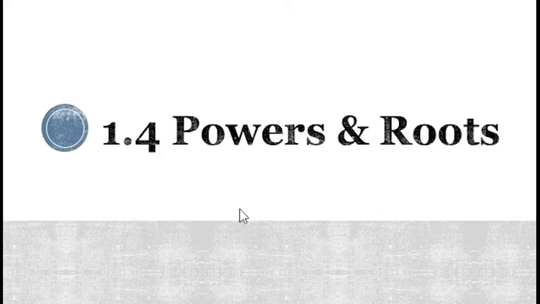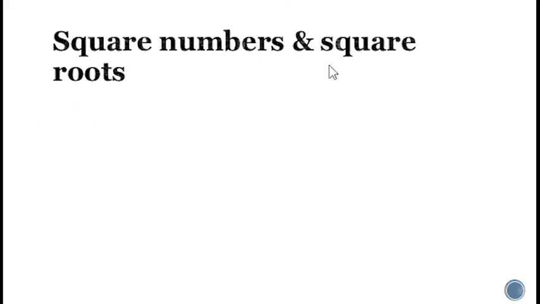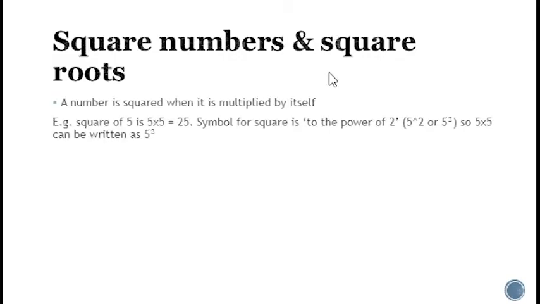The fourth subtopic, square numbers and square roots. A number is squared when it is multiplied by itself. For example, square of 5 is 5 times 5, which is 25.